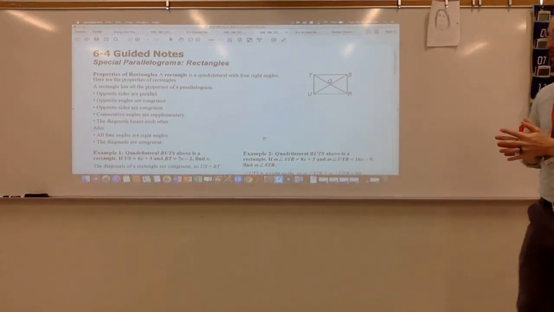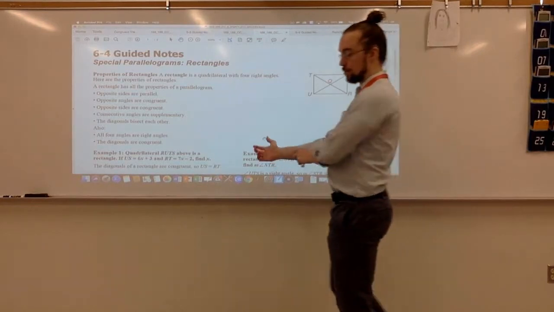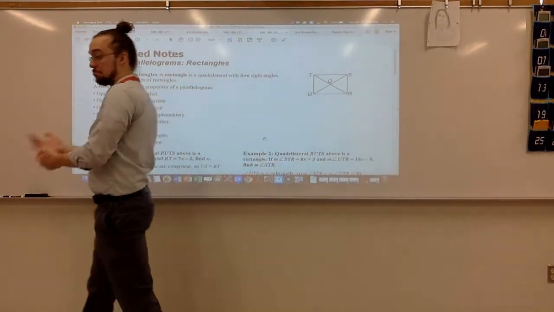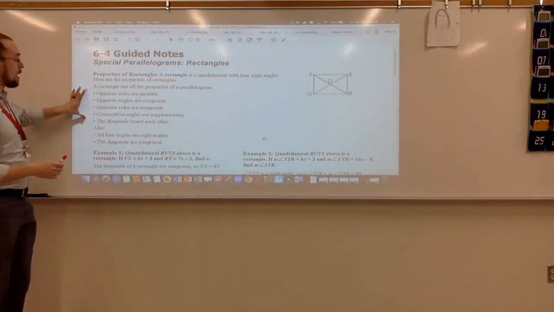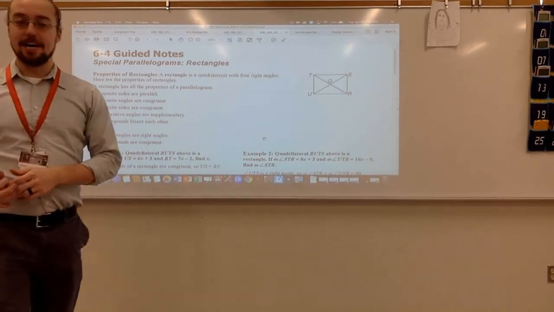Alright, yesterday we were talking about all the properties of rectangles, right? And we said rectangles are parallelograms. So they have all 5 of the properties of parallelograms that we already talked about, plus 2 more. Right? All 4 angles are right angles, and the diagonals are congruent.